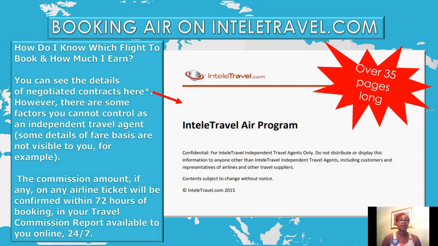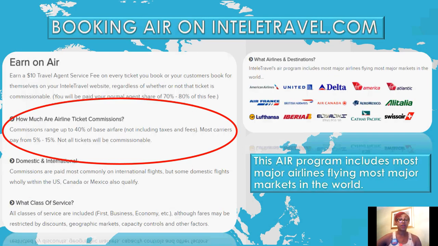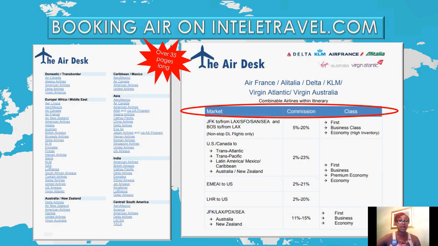InteleTravel has an air program, guys. It's in our back office. It's amazing. There are tons of carriers, over 35 pages of carriers in there. There are negotiated contracted rates in there that you can take a look at to get the best air rates for your clients. There's a commission range up to 40% of base airfare, which does not include taxes and fees. Most carriers pay from 5 to 15%, and not all tickets are commissionable. So keep that in mind, okay?